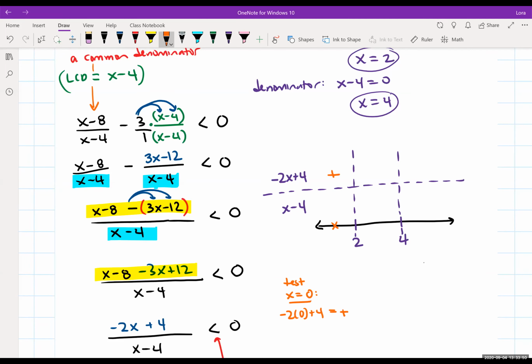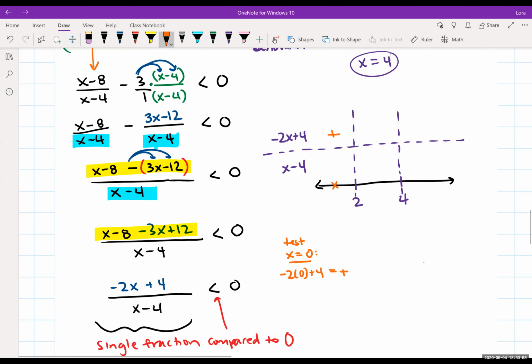Now, if you're able to do this mentally at this point, feel free. You don't have to write the working on the side. But I always find it nice when I'm giving an explanation so that you have something to refer back to, just in case. So we'll also plug in 0 to the factor. 0 minus 4 is going to give us a negative. So we have this going on.